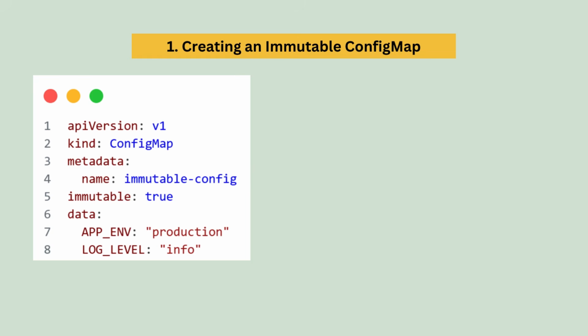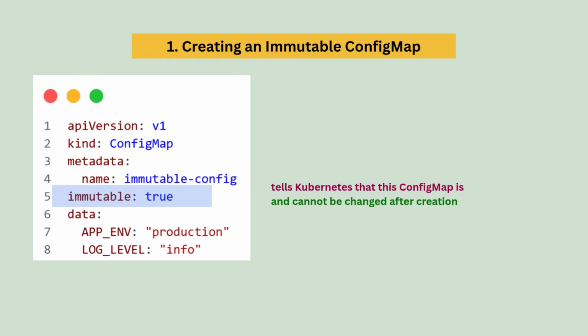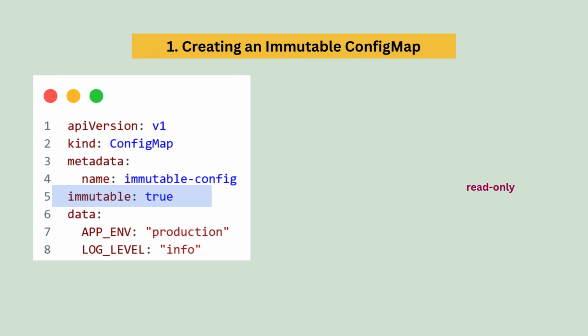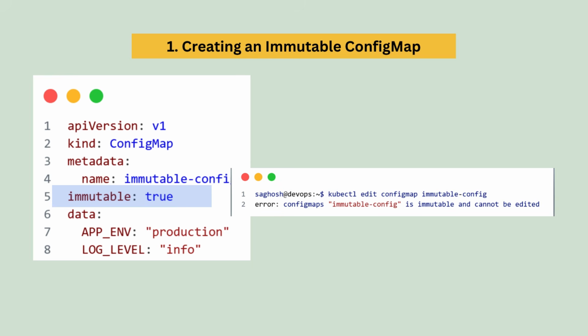So in this config map YAML, this part tells Kubernetes that this config map is read only and cannot be changed after creation. And this immutable: true locks the config map so no updates are allowed. If you try something like the kubectl edit config map command, Kubernetes will block the change and return an error.